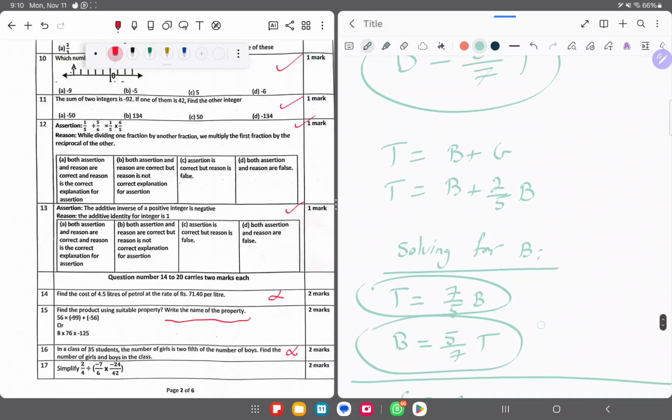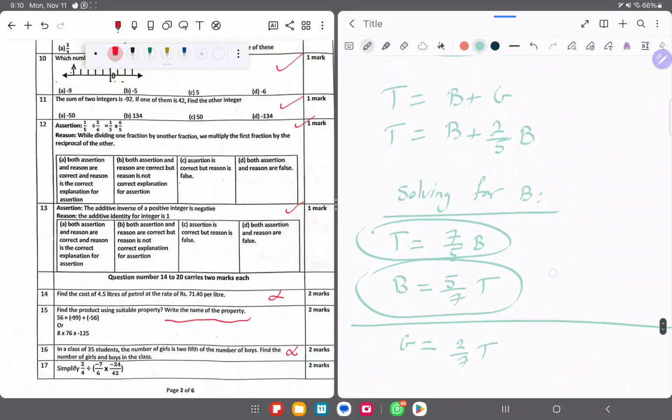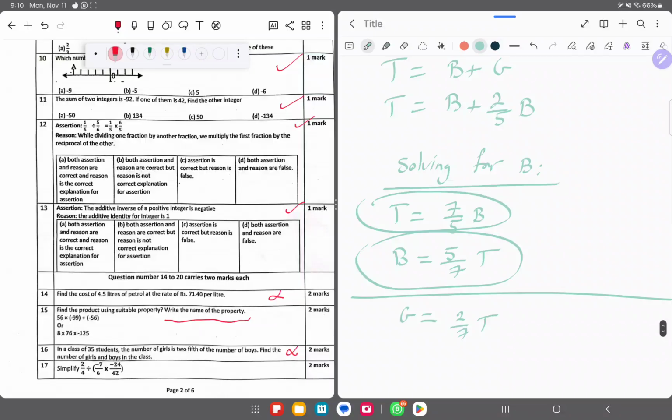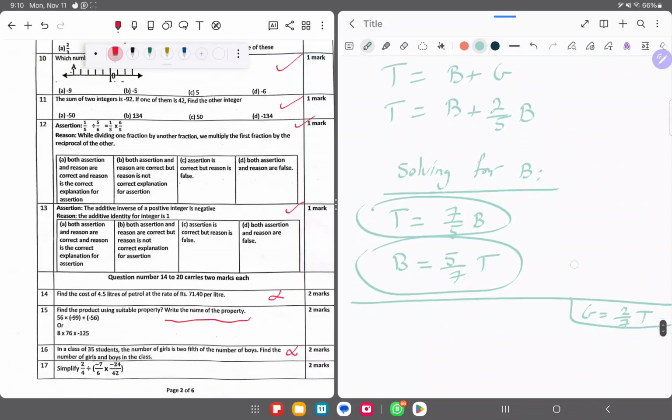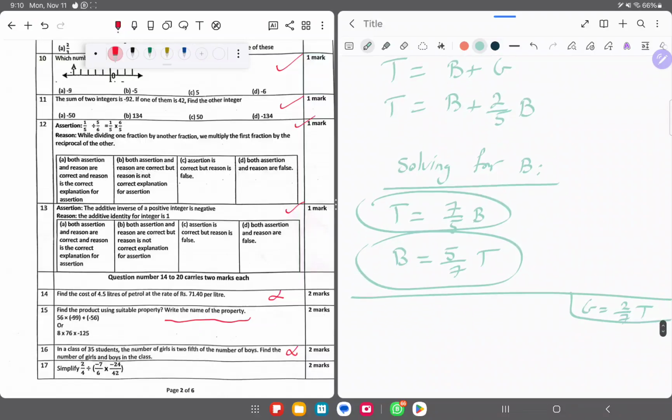G is equal to 2/7T. Yes, they substituted T. I need to reach this. This is where we need to reach. G is equal to 2/7T. But why?